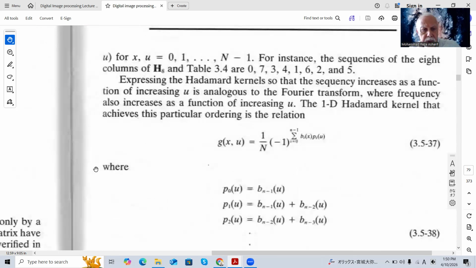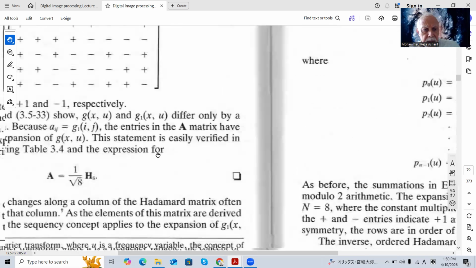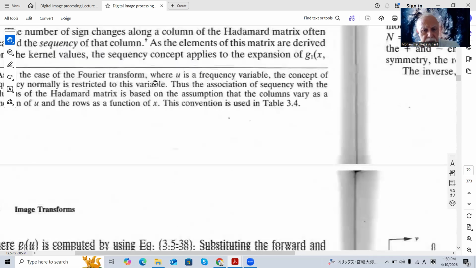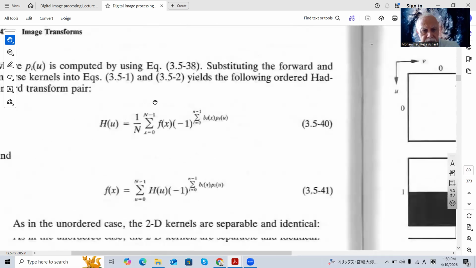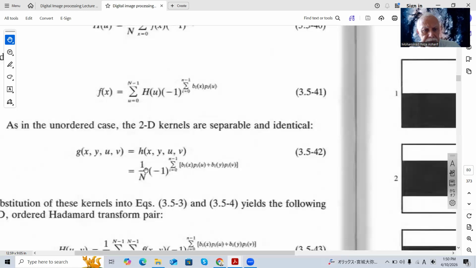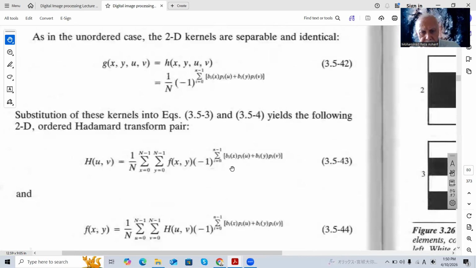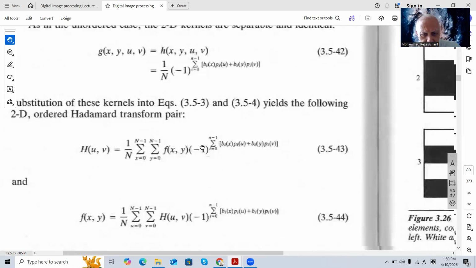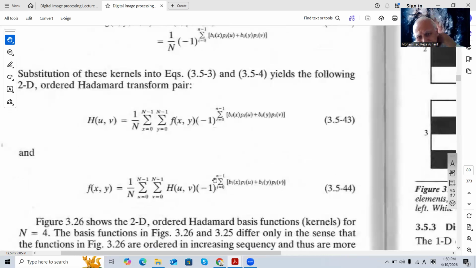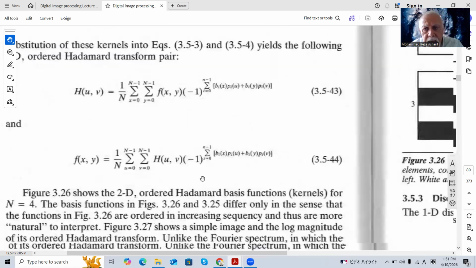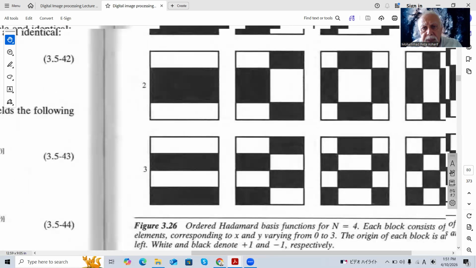And then I can show you the two-dimensional form if I can find it here. Well, the two-dimensional form is this, with the ordered Hadamard, just instead of PIU, we say PIU and PIV for two dimensions. This is the Hadamard transform, and this is the inverse Hadamard transform.